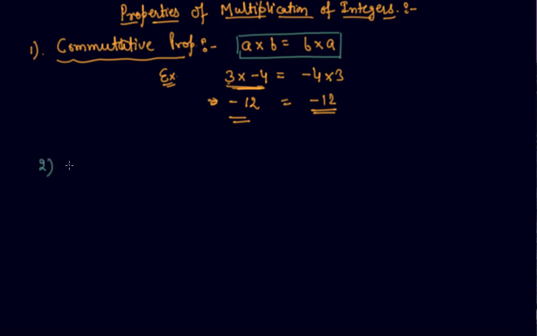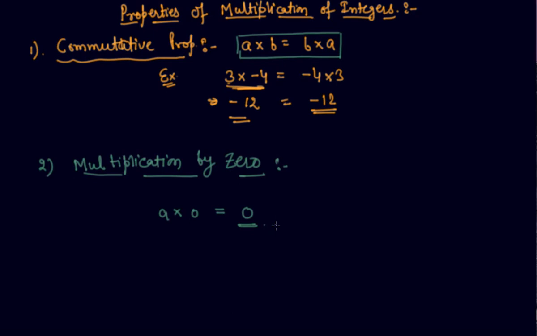Let me write another property, which is multiplication by 0. Multiplication by 0 means if you multiply any number with 0, you will get the answer as 0. Let me give you one example: minus 3 into 0, the answer would be 0. So this is basically a law, you can say, that if I multiply any number with 0, the answer would be 0.